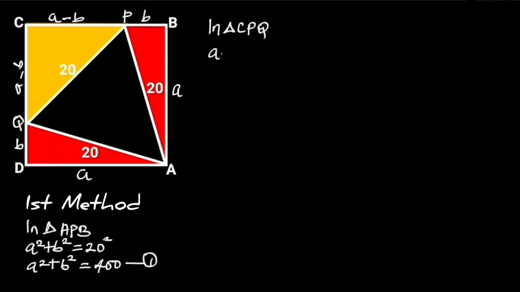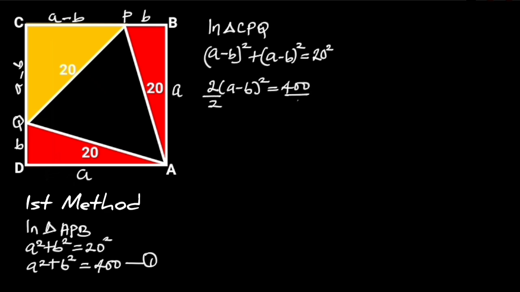From Pythagoras theorem, (A minus B) squared plus (A minus B) squared is equal to 20 squared. Simplifying this will give us 2 times (A minus B) squared is equal to 400. Dividing both sides by 2 will leave us with (A minus B) squared is equal to 200. If we take the square root of both sides, it follows that A minus B is equal to 10 root 2.